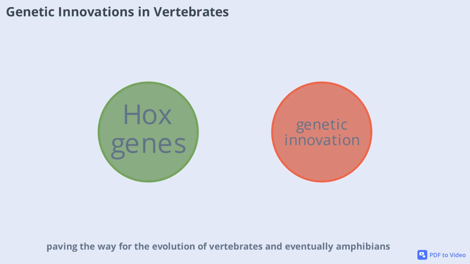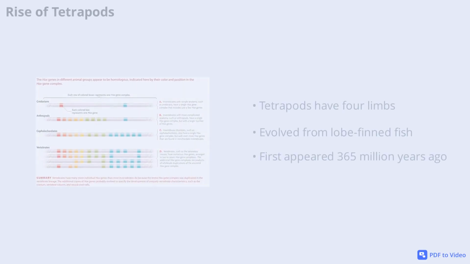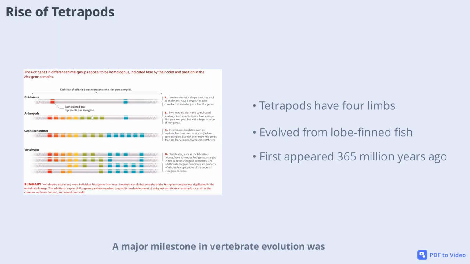vertebrates and, eventually, amphibians. A major milestone in vertebrate evolution was the emergence of tetrapods, animals with 4 limbs. This group includes amphibians, reptiles, birds, and mammals. The first tetrapods appeared about 365 million years ago during the late Devonian period. They evolved from lobe-finned fishes, such as coelacanths and lungfishes, which had fleshy lobed fins with bones that are homologous to the limbs of tetrapods. This transition marks the beginning of vertebrate life on land.